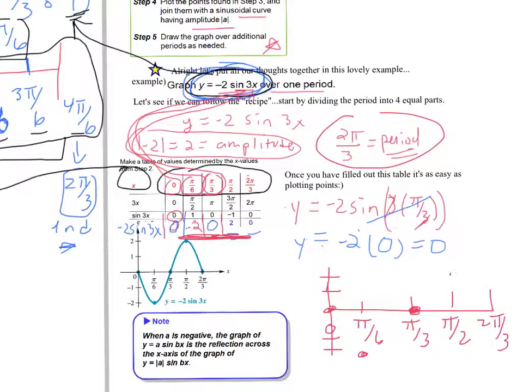Pi over 2, you'd be up at 2. And at 2 pi over 3, you're back down to 0. You see? So you've sketched a period, and I have it here. So you've sketched a period of that function.